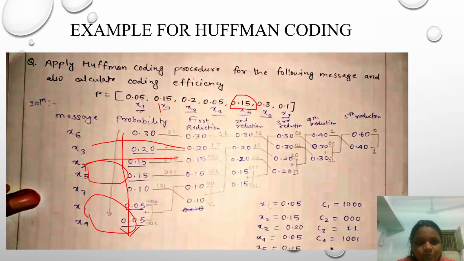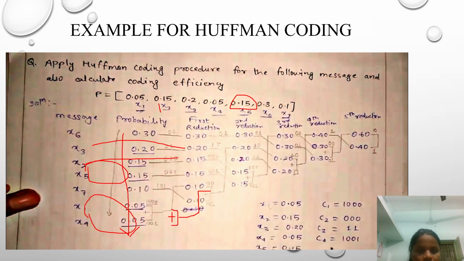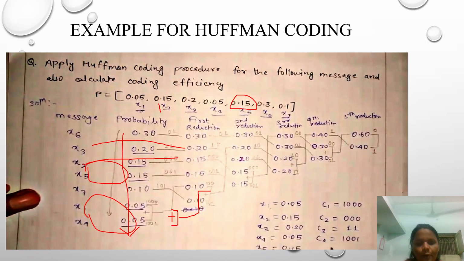According to Huffman coding, we need to add the last two, and the sum is written in the next column. In the first reduction, 0.05 plus 0.05 gives rise to 0.1, and the probabilities are written according to decreasing order only.